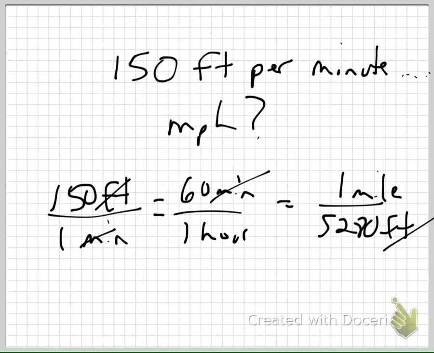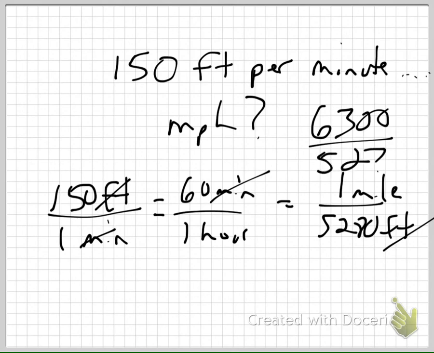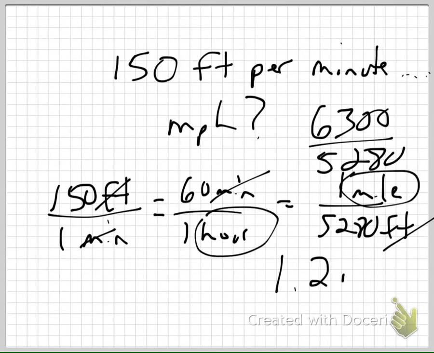So anyway, what you can do is just this. What is 150 times 60? What is that? That is 9,000. 9,000 over 5,280. What does that come out to when you divide that? What is 9,000 divided by 5,280? 1.7 what? 1.7 miles per hour.